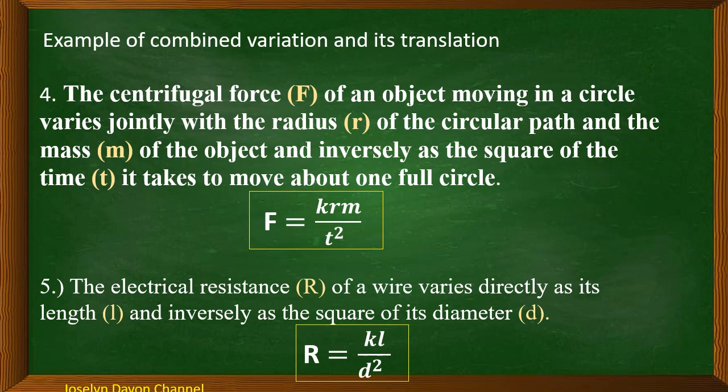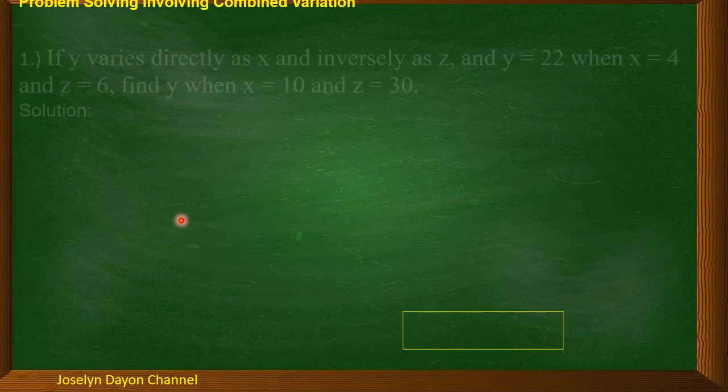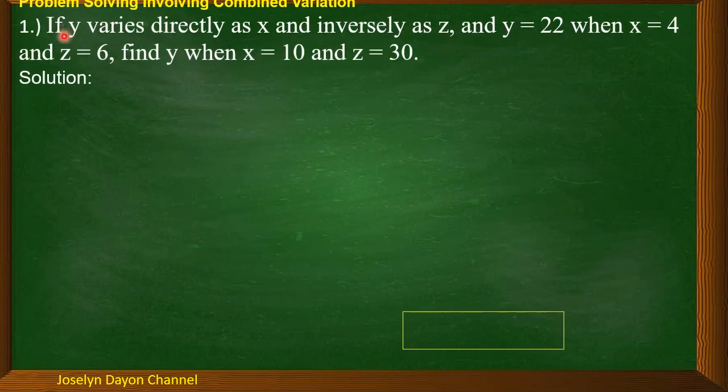Okay, now you are ready to solve problems involving combined variation. Okay, we have here problem number 1. If y varies directly as x and inversely as z, and y is equal to 22 when x is equal to 4 and z is equal to 6, find y when x is equal to 10 and z is equal to 30. So first, we have to translate the statement.